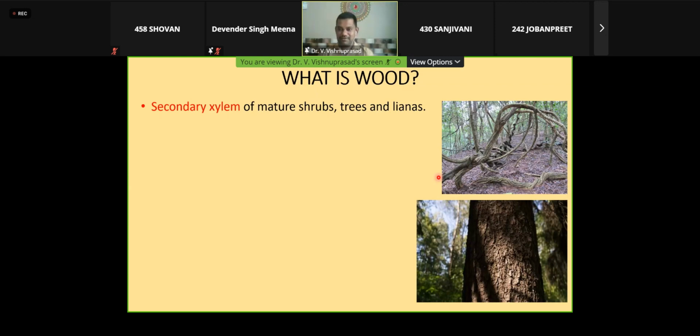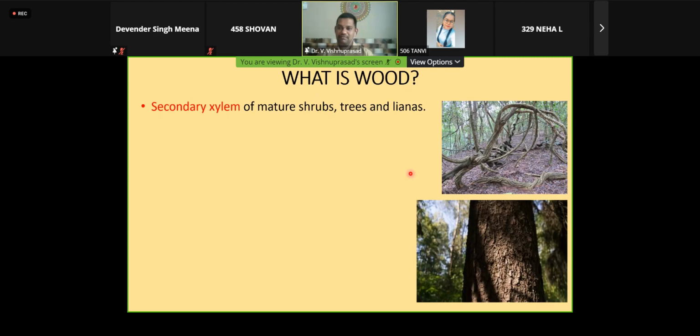Cambium tissue, as we all know, is present between the xylem and the phloem. The primary vascular tissue, the xylem and the phloem, is present in every plant. But as and when the plant increases in size, the need arises that the girth must increase. And it is the cambium tissue that gives rise to secondary xylem and secondary phloem. That secondary xylem which I am talking about is nothing but the wood. So ultimately, if you ask what is wood, it is nothing but the secondary xylem of a mature shrub.